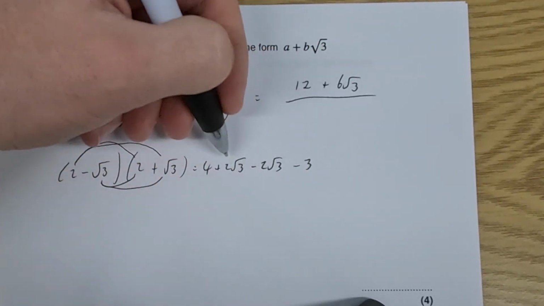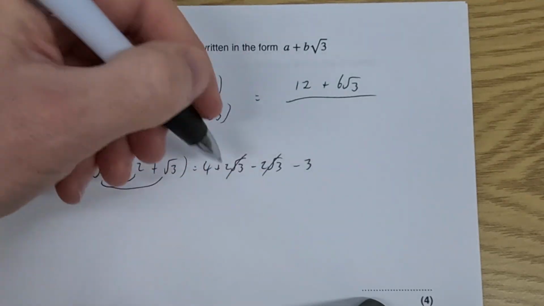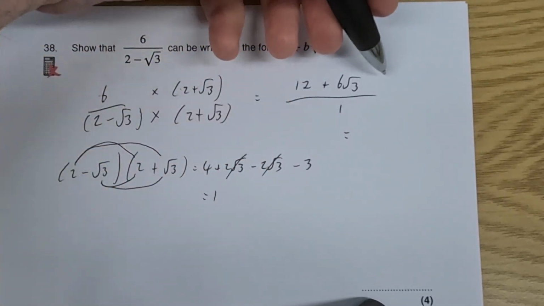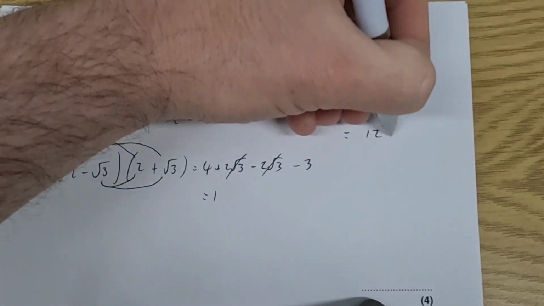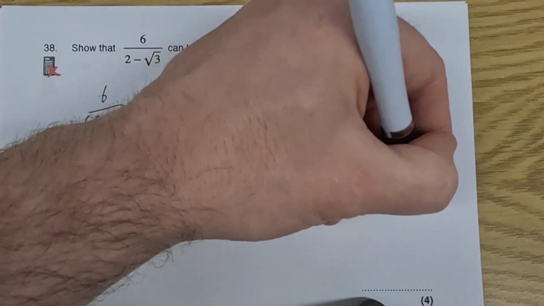If we have a look here, 2 root 3 take away 2 root 3 cancel out. And 4 take away 3 is equal to 1, so the denominator just becomes 1. That's quite nice because we now just need to divide this by 1, so it's going to be 12 plus 6 root 3. And that's it, we're done. 12 plus 6 root 3.